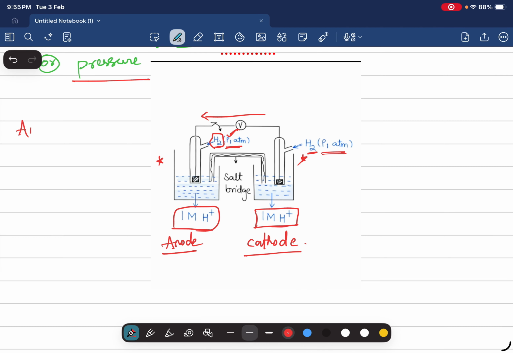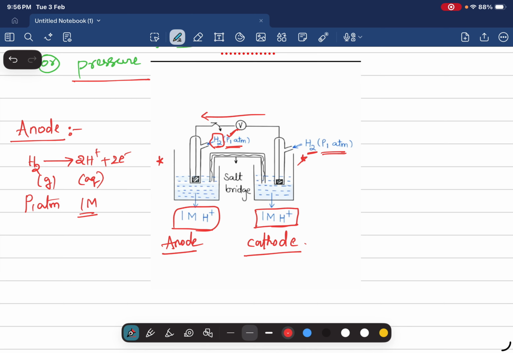So let us see the reactions at the anode and cathode. The anode reaction will be H2 converted into 2H+ plus 2 electrons. This is gas, this will be aqueous state, and the gas pressure is P1 atm. And here the concentration of H+ is 1 M.